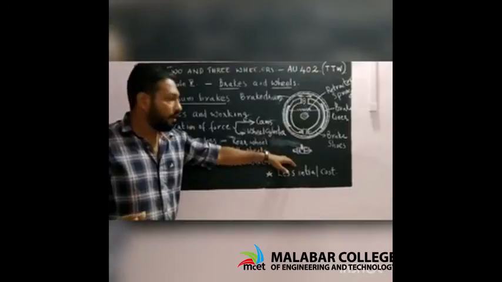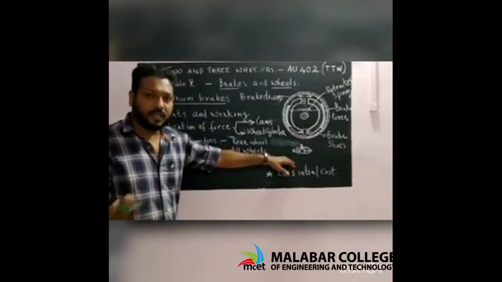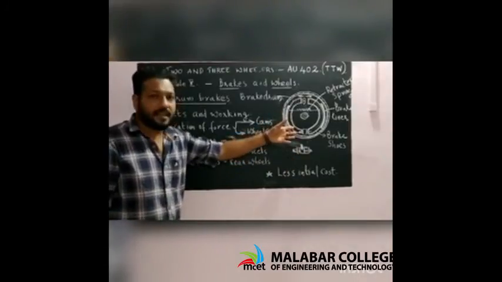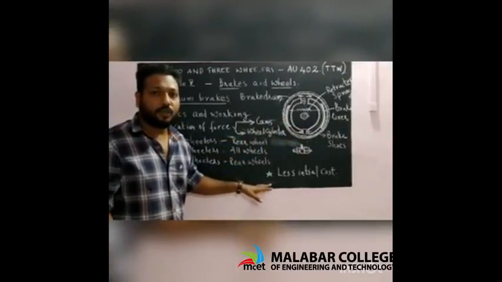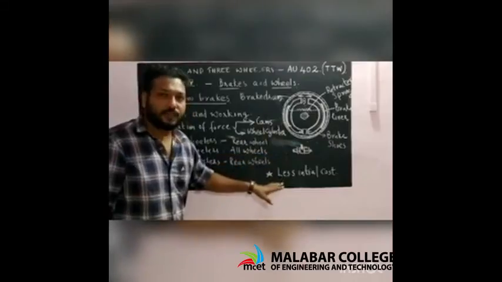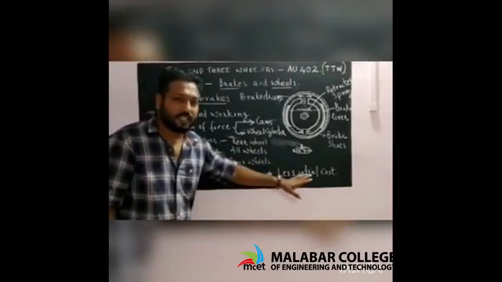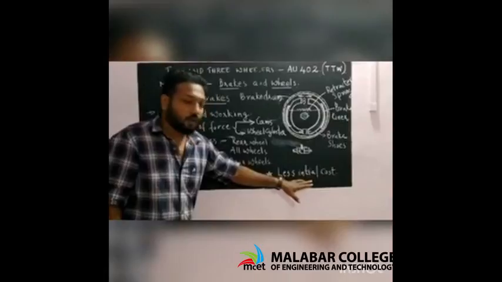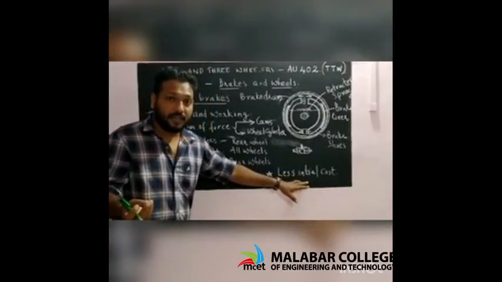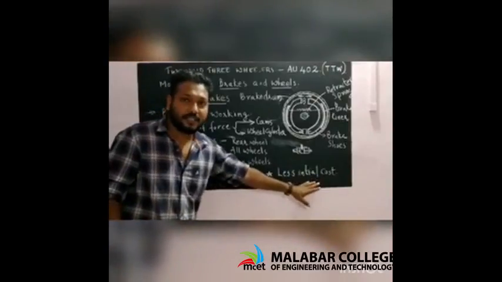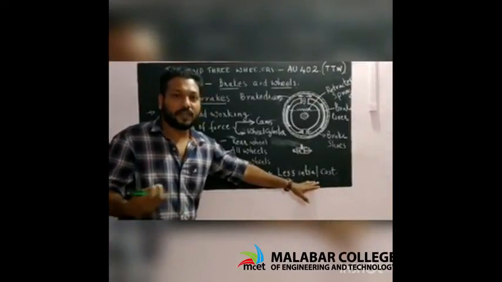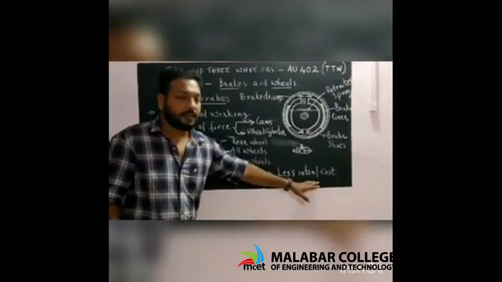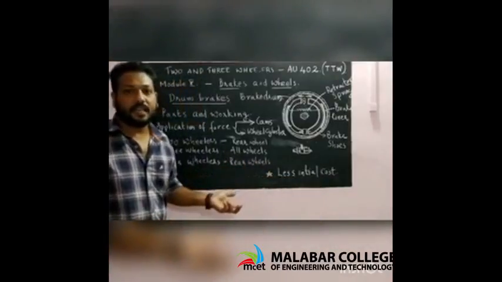But now in modern vehicles we are using disc brakes. Drum brakes have more disadvantages than advantages when compared to disc brakes. The only advantage we can say is that it has less initial cost. So it is applicable in 2 and 3 wheelers because of this advantage. It has less initial cost. All the others are disadvantages when compared to the disc brake. We can deal with disc brake in the next section.